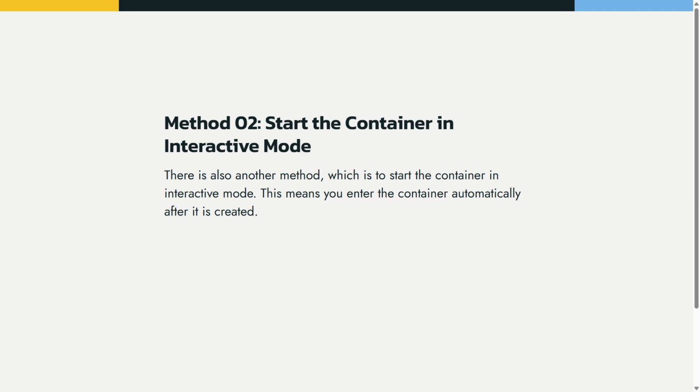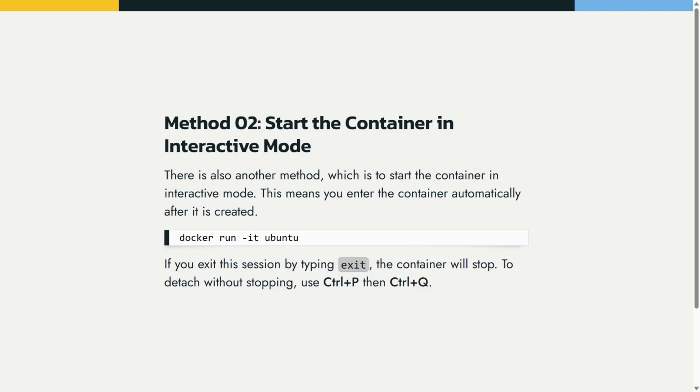And there is also another method, and that is to start the container in interactive mode. When you start the container in interactive mode, you will be automatically connected to the terminal session of the container immediately after it is created. But the only thing with this is that you can't exit the terminal session using the exit command. If you use the exit command, the container will be stopped. To exit the terminal session without stopping the container, first you need to press Ctrl+P and then Ctrl+Q. You need to use both these key combinations.